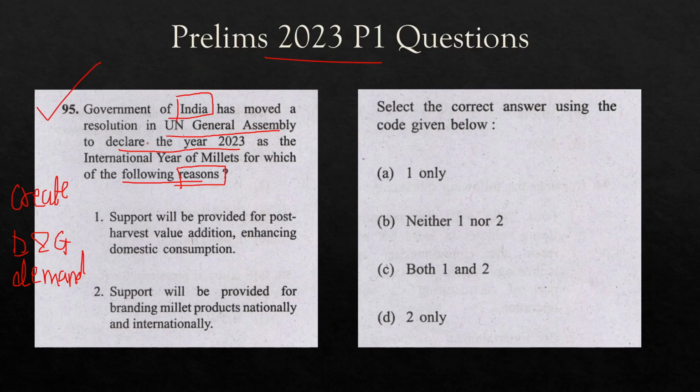Now let's look at the two statements they have given. The first says support will be provided for post-harvest value addition, enhancing domestic consumption. The second says support will be provided for branding millet productions nationally and internationally. The main reason is to create demand, while over here the word used is support, right? So our answer will be B: neither one is correct, neither two is correct. You had a basic understanding of what it is and what the main reason is, so you can easily get to the answer.